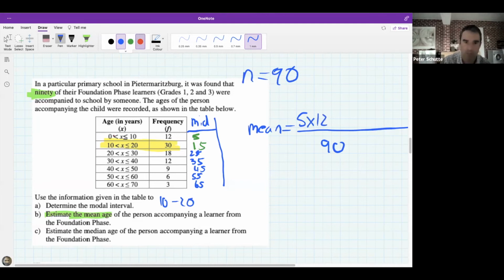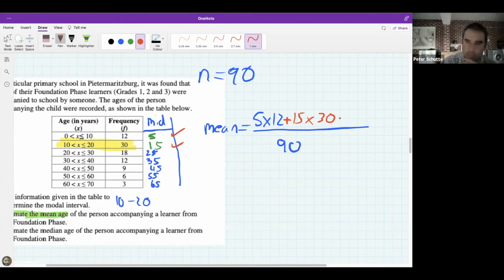So I would start by going, let's go with 5 times 12. That would be my first, because this 5 is the value that I'm using. I can even look at the columns, and let's go 5 times 12. Then I'm going to go 15 times 30. So I've done this one and this one. Then I should get plus 25 times 18. Now, this is going to have to carry on going. You should get something on the top divided by 90, and I will confirm what that is in a second.